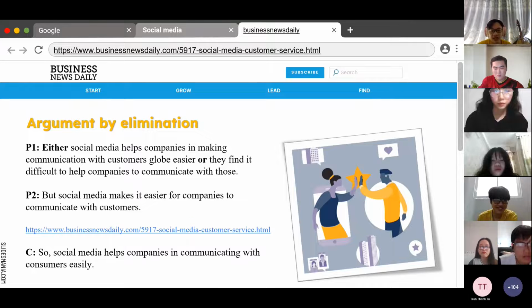Then we have research that the aim of such an argument is to logically exclude every possible outcome except one. Such arguments are always deductive. Like in this example, I did eliminate one idea.